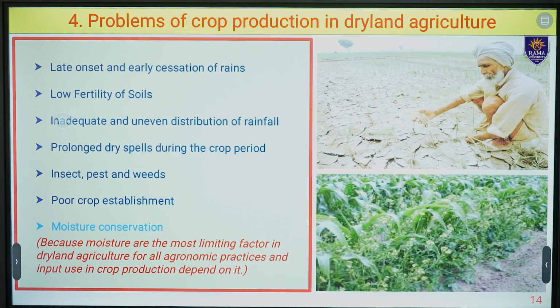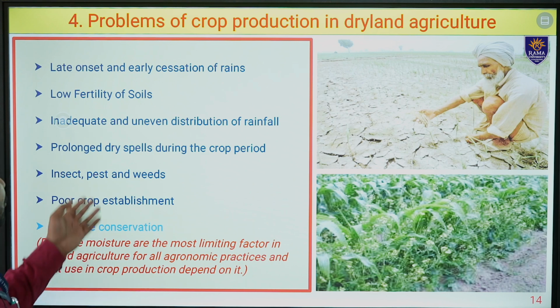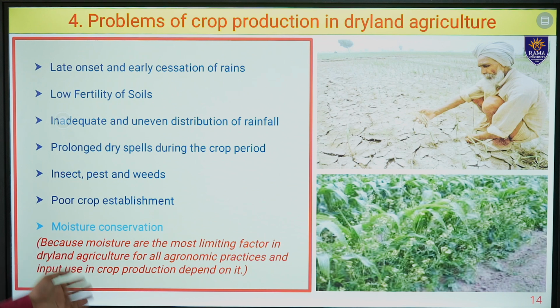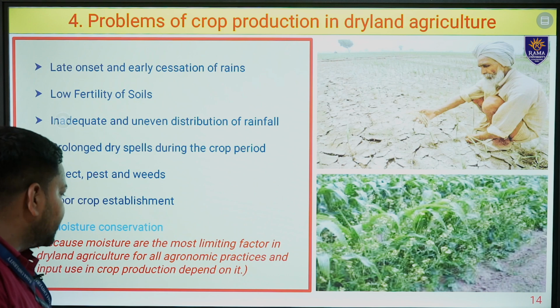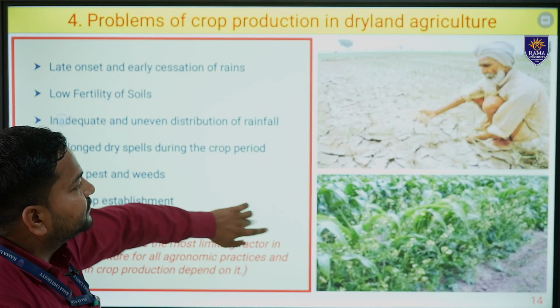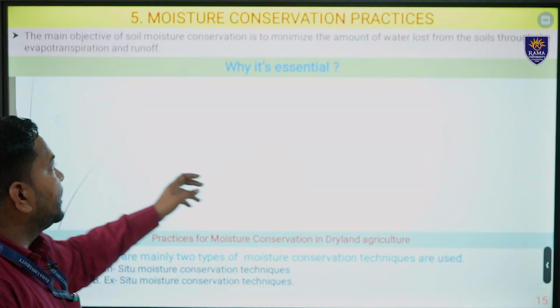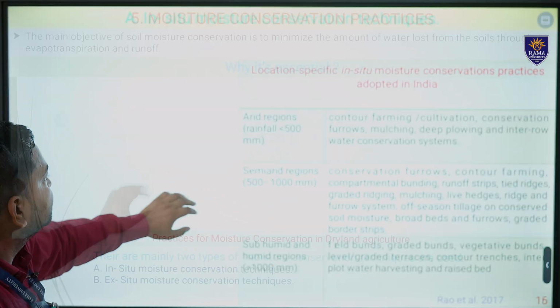Major problems in production in dryland agriculture are late onset and early cessation of rains, low fertility of soils, inadequate and uneven distribution of rainfall, prolonged dry spells during the crop period, insects, pests and weeds, poor crop management, establishment and moisture conservation. We can focus on moisture because it is the most limiting factor in dryland agriculture, and our economic practices and inputs in crop production depend on it. This also denotes the situation of the farmers.